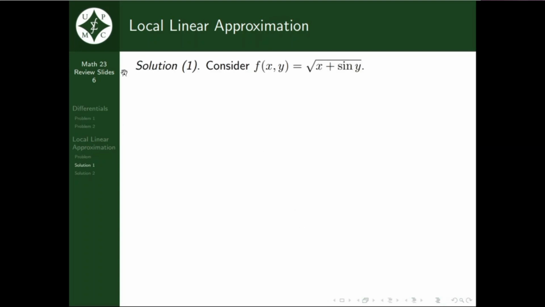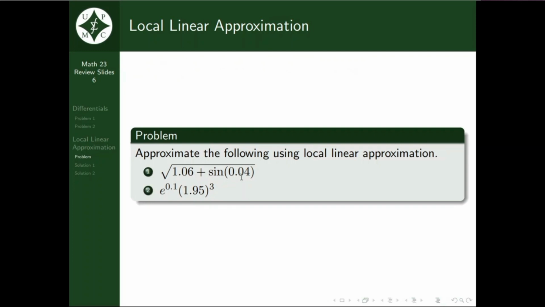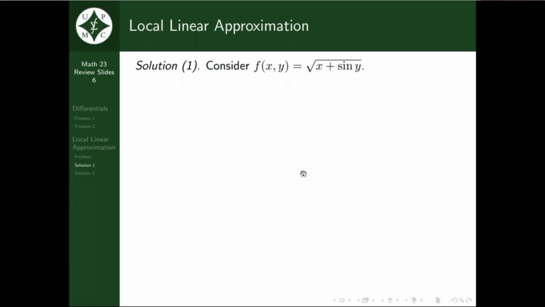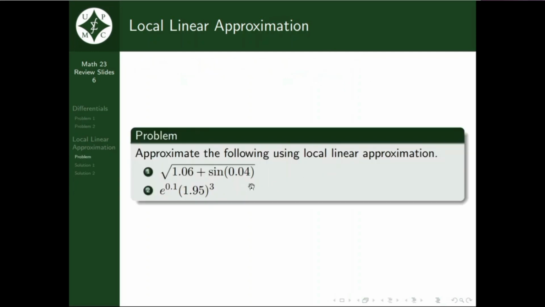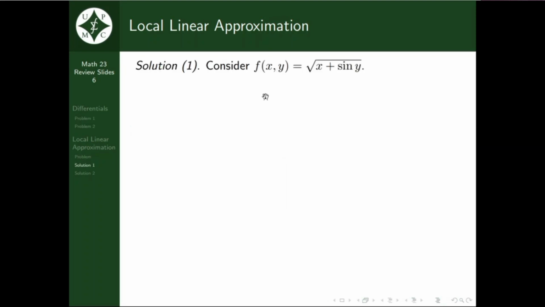So, for the solution to the first one we need to find, we consider a function. Again, our function is based on the given. So, we let the function be the square root of x plus sine y. So, x and y will be the values of our function here. So, x here is 1.06. Our y is 0.04. So, we define f to be equal to the square root of x plus sine y.